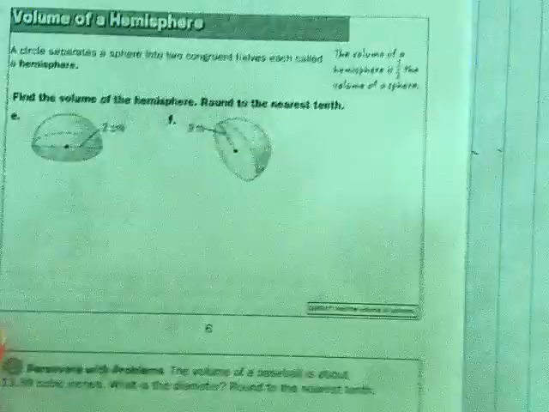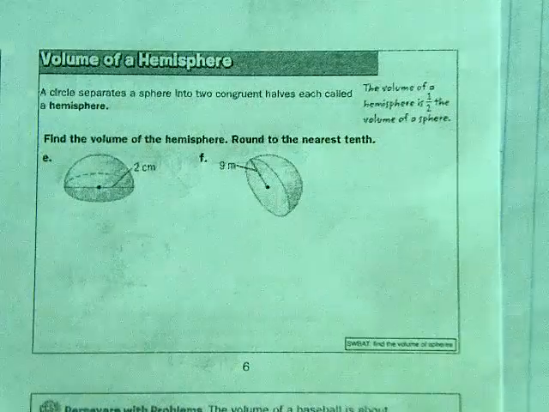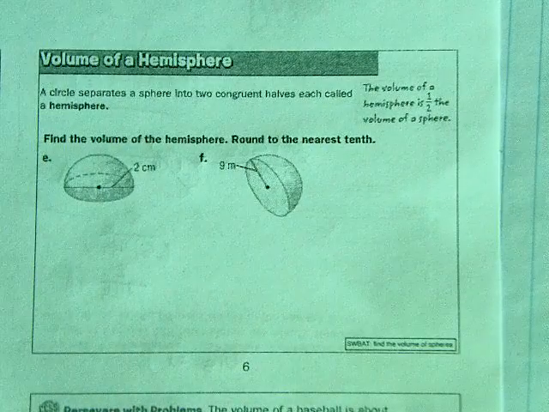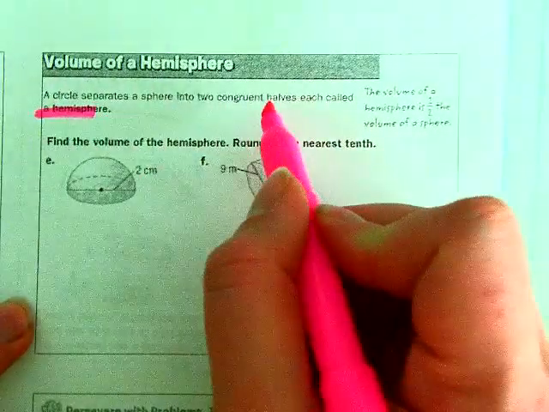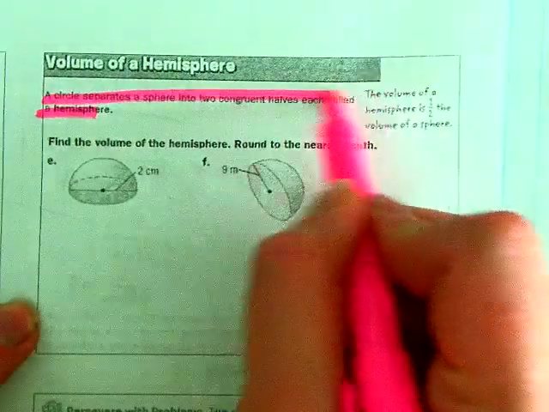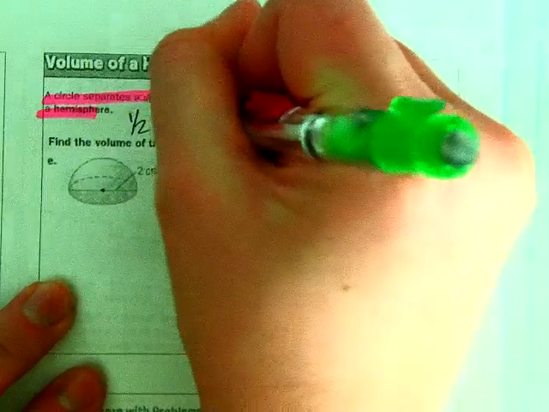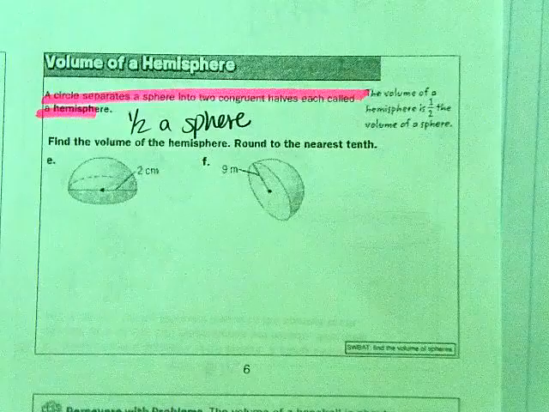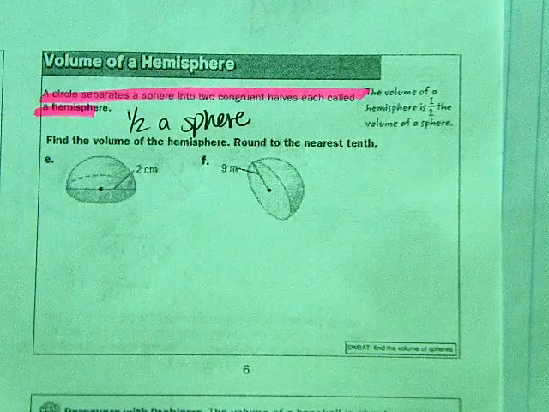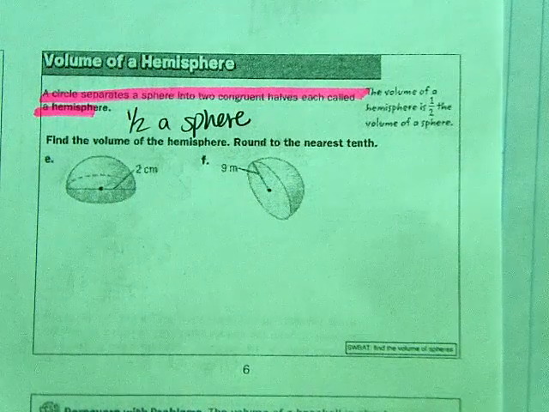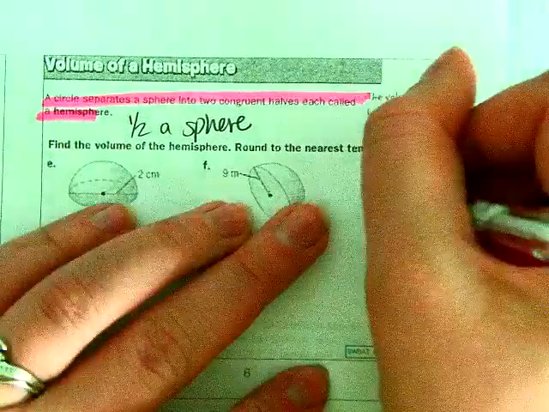Okay, now we have the volume of a hemisphere. A circle separates a sphere into 2 congruent halves called a hemisphere. So a hemisphere is half a sphere. The volume of a hemisphere is half the volume of a sphere. So a couple ways to do that is find the volume of the whole thing and then divide by 2, or we can come up with a different formula.